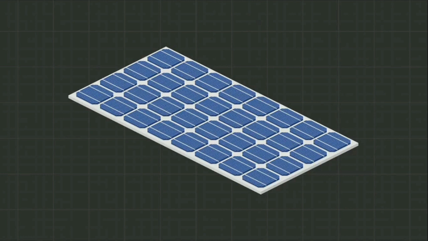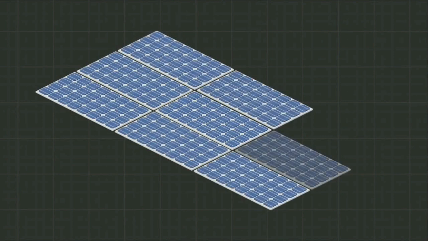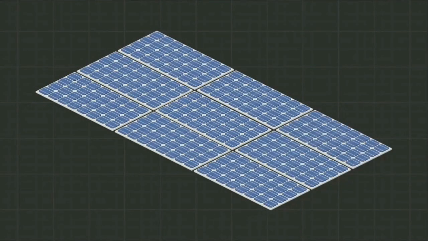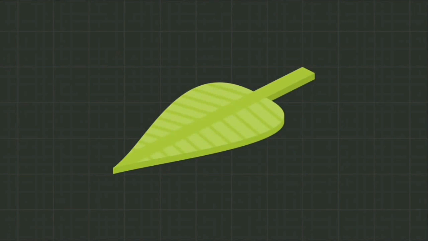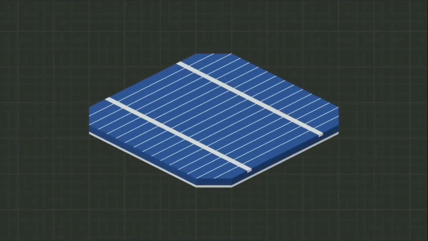So several solar cells, typically 32, are wired together to make a solar panel. Several solar panels are needed to generate enough electricity to power a household. Like leaves, solar cells are a viable way to convert the sun's rays directly into electricity that we can use.